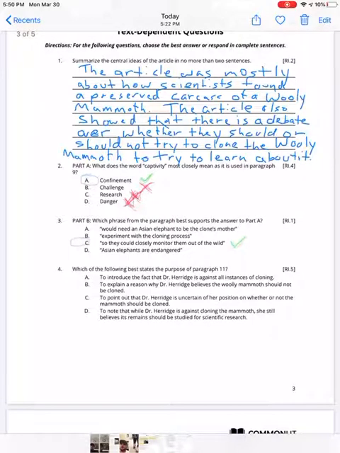All right? Number 4. Which of the following best states the purpose of paragraph 11? Sorry.